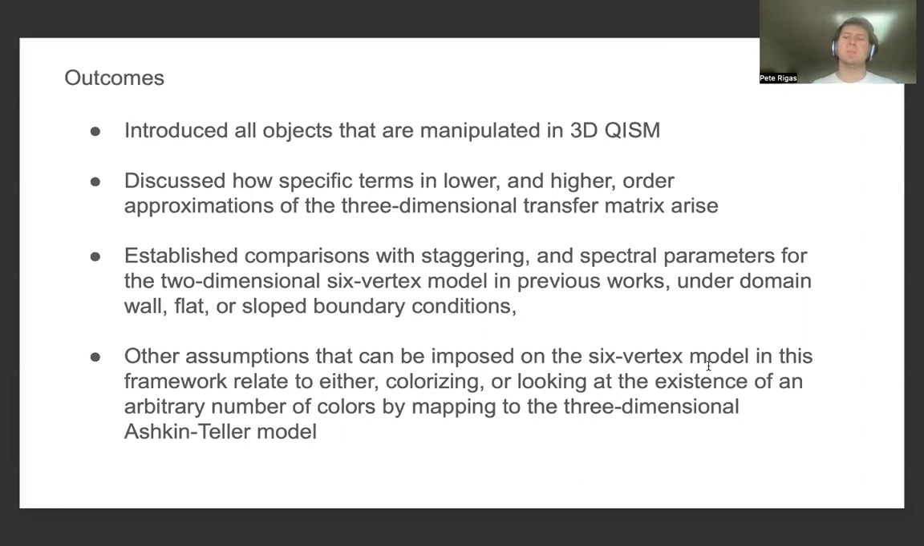And other assumptions that can be imposed on the six-vertex model, as we had alluded to at the end of the last presentation in this framework, that relate to either colorizing or looking at the existence of an arbitrary number of colors, can be related to mapping to the three-dimensional Ashkin-Teller model, or, like we're going to call it, the Ashkin-Teller model on the triangular lattice, so that we can have one model for the six-vertex model, the three-dimensional six-vertex model, and the triangular lattice, as well as the fact that we can compare interactions that are measured in the Ashkin-Teller model on the triangular lattice, so the same lattice, for some type of systematic comparison between these two settings.